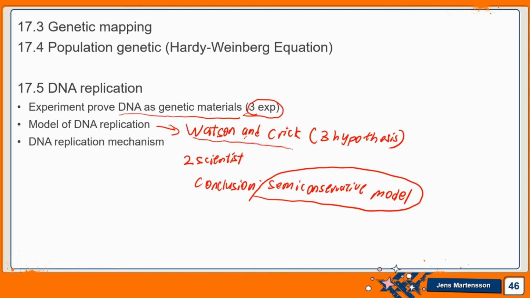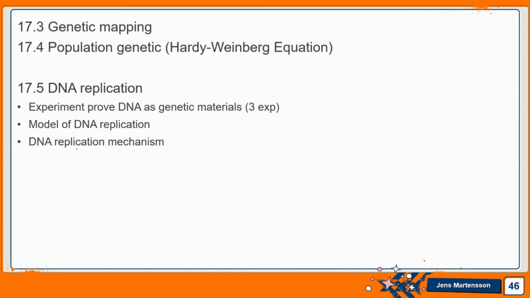These 2 scientists did their experiment, so we now know that DNA replication is based on the semi-conservative model. We still learn the 3 hypotheses until now, but because of these 2 scientists, we know that only the semi-conservative model is true about DNA replication. Then finally, we will learn about the DNA replication mechanism: how DNA replicates based on the semi-conservative model.